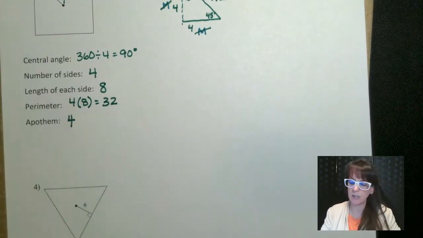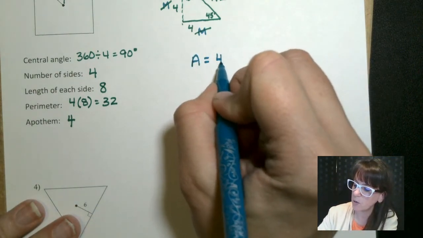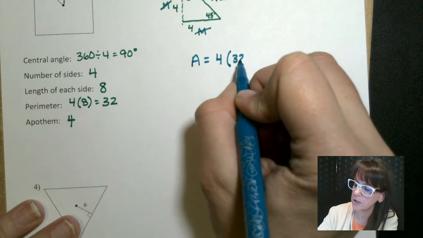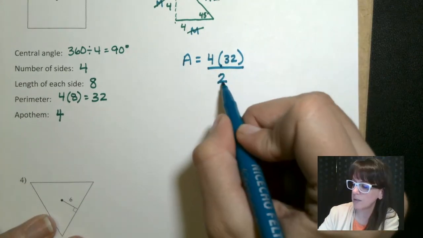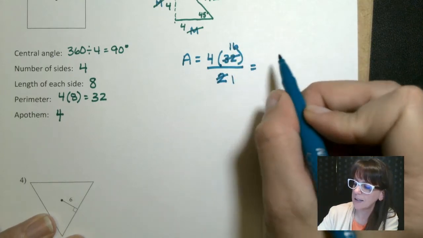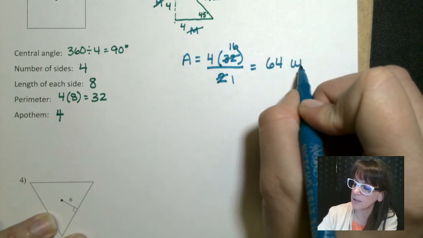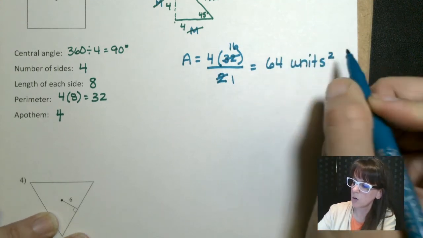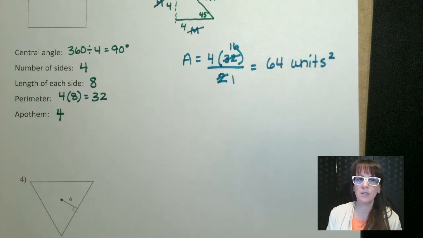All right, now we are ready to use our formula. Area equals apothem, which is 4, times the perimeter, which is 32, all divided by 2. Let's cross cancel. Divide by 2, we get 1. Divide by 2, we get 16. 16 times 4 is 64 units squared. Okay, so the area of that guy would be 64 units squared.